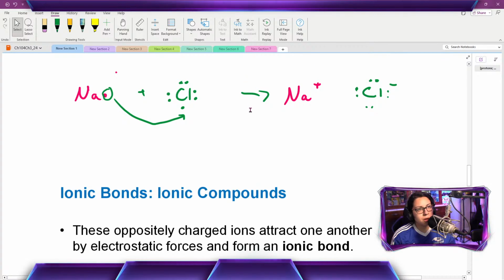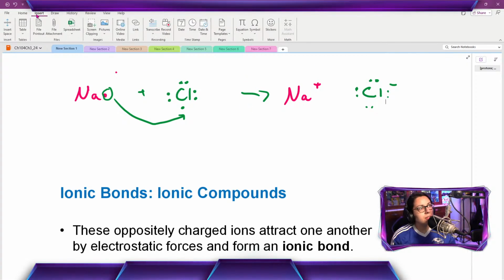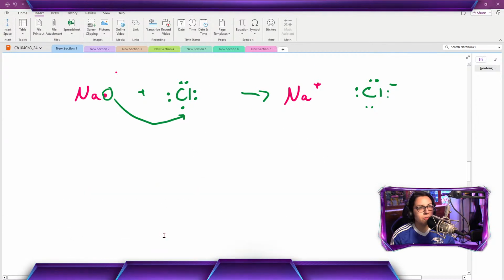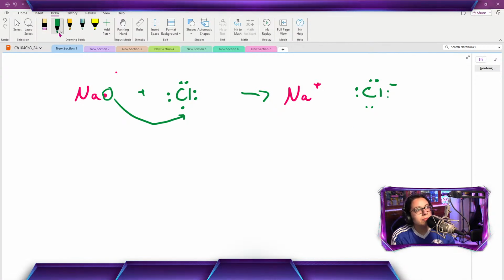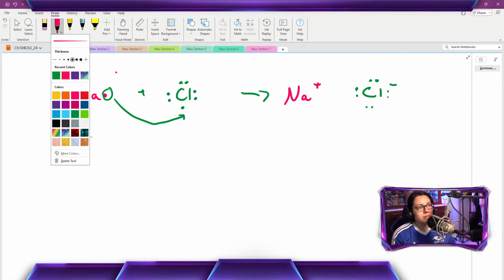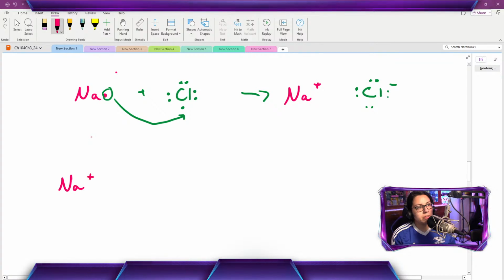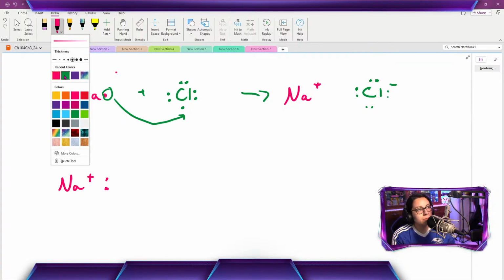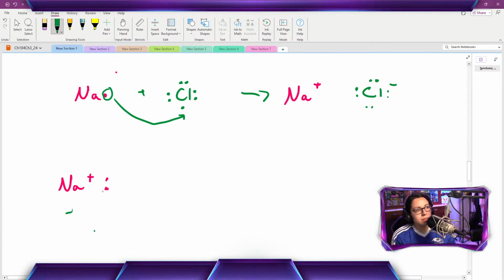Now let's practice another thing, and that's writing our electron configurations of these charged compounds. Take a minute to do that. What's sodium plus's electron configuration? You could write it in the abbreviated form. And then what is chlorine minus's?